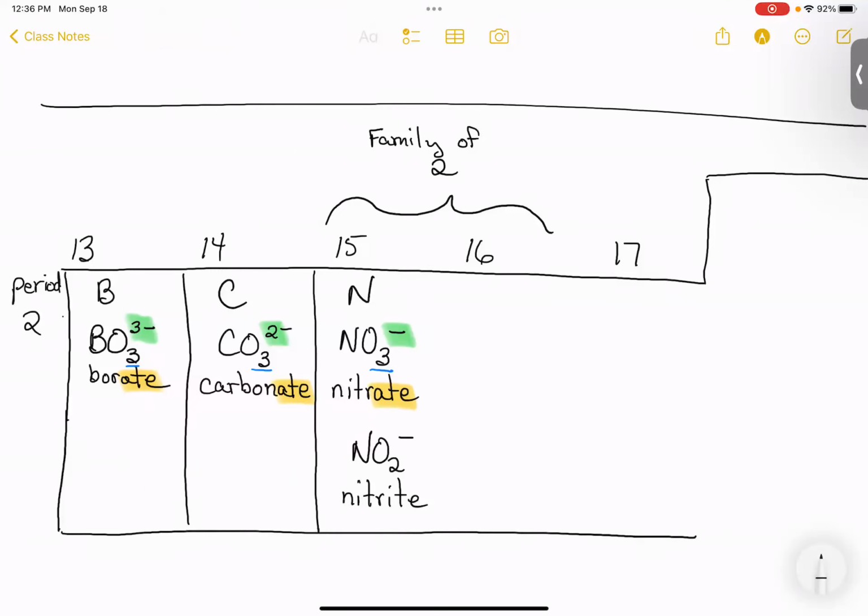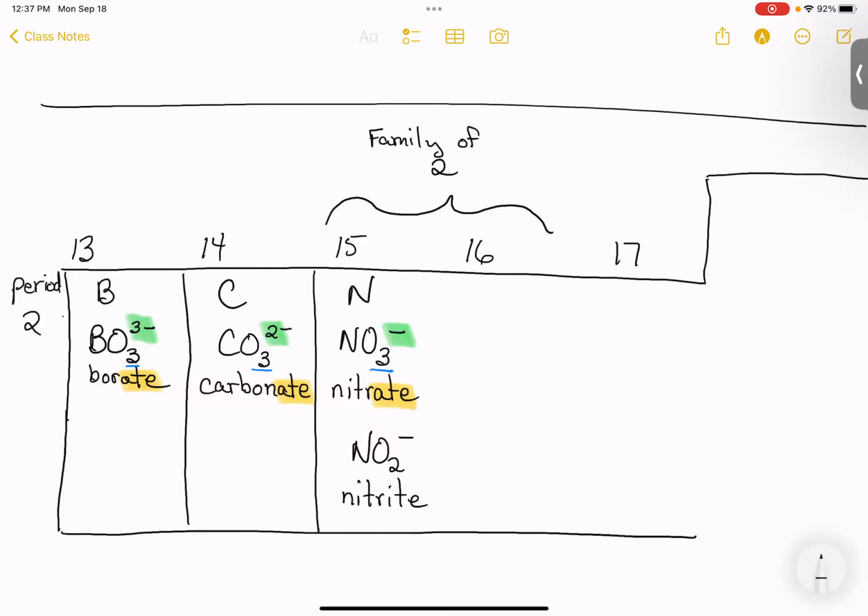So what do the ate and the ite have in common? They do have a T-E, but what do the formulas have in common? Let me be more specific. They're the element combined with oxygen, but what else? They have the same charge. Ates and ites have the same charge. So what does that mean? If I know the ate, I know the ite. I don't have to memorize any charge. It's the same one.